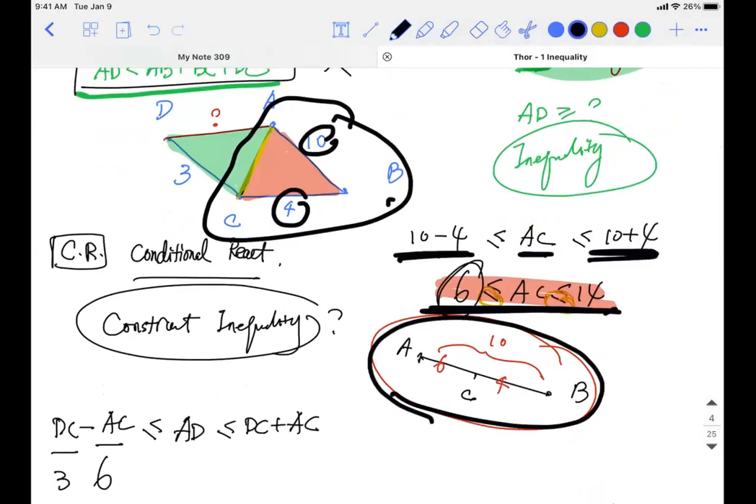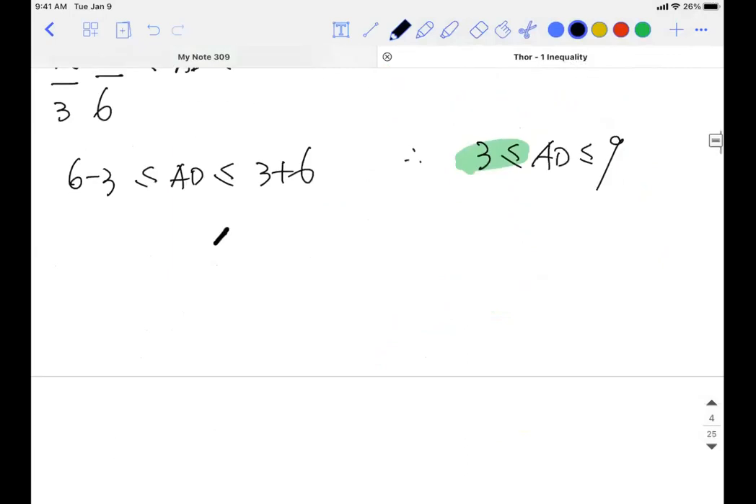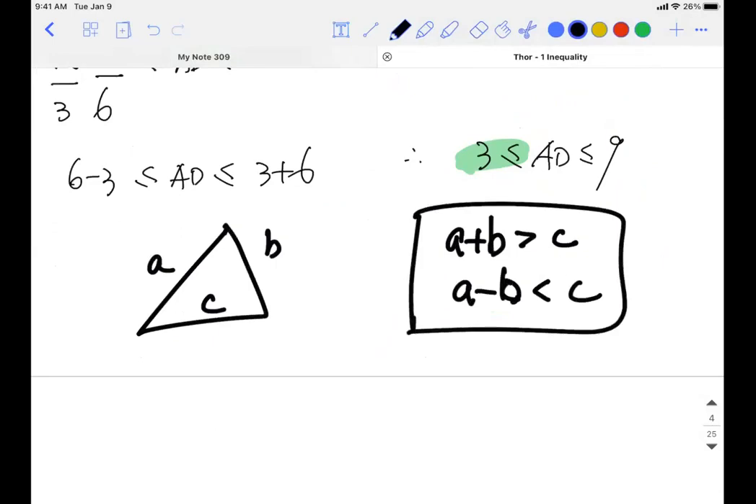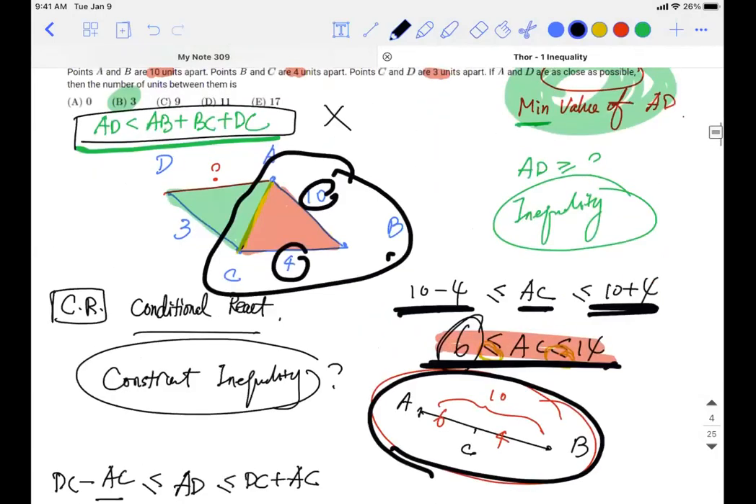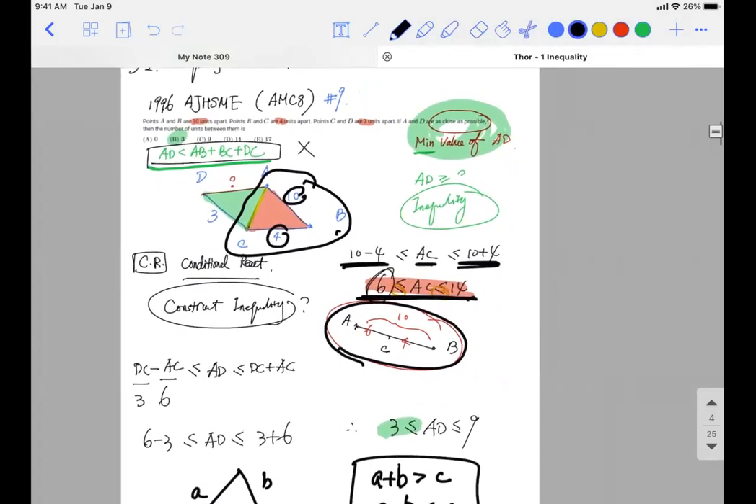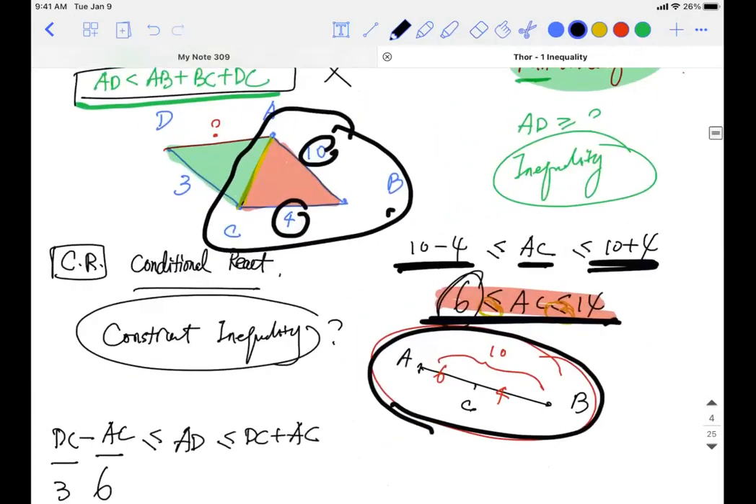Yeah, that's the triangle inequality, right? Let's say I have a triangle A, B, C. I'm going to have A plus B greater than C and A minus B lesser than C, right? This is the basic triangle inequality you guys learned from day 1. So far, so good? You see, this is a fairly easy problem. You're not using anything flowery, but as long as you understand the basic definition of inequality, you are good to go. All good? If all good, let's go for another problem.